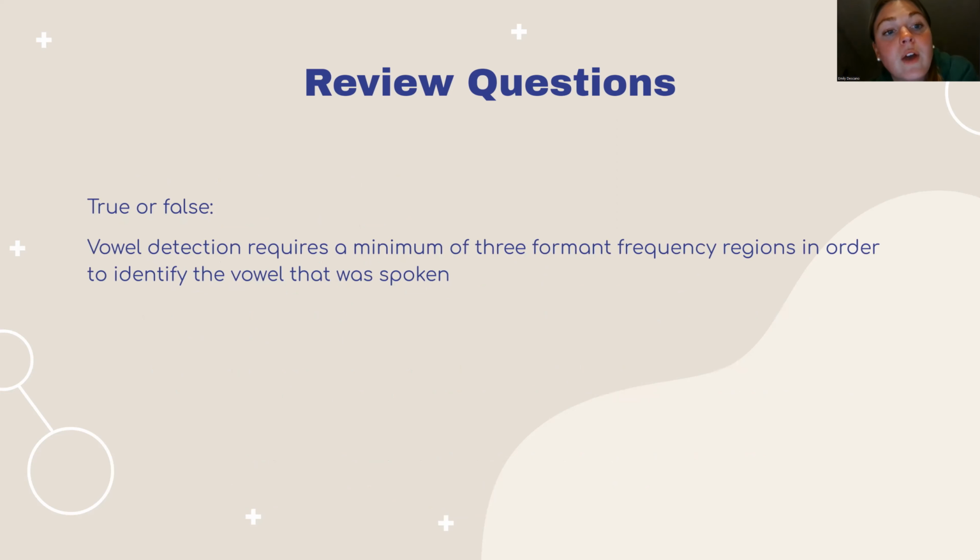True or false? Does vowel detection require a minimum of 3 formant frequency regions in order to identify the vowel? Remember, this is false. It only requires 2 formants. It only requires formant 1 and formant 2 to distinguish that vowel.